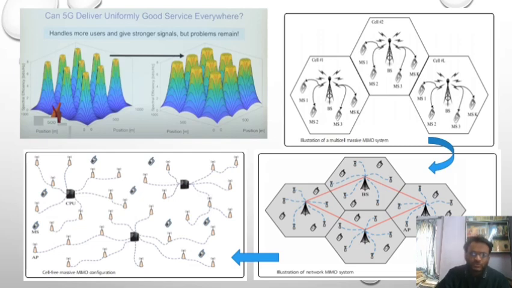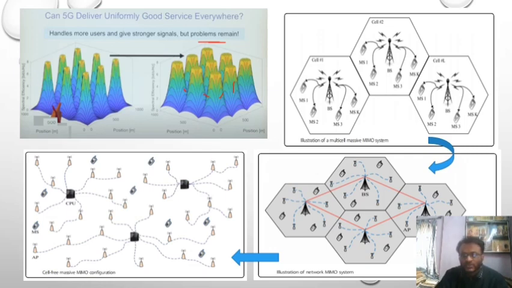from the users to give the stronger signal, but the problem still remains. I mean, definitely the problem is going to be a little bit solved. The spectrum efficiency is going to be solved, but still some portion is not solved there. To address this condition, we have to go to the cell-free MIMO structure.